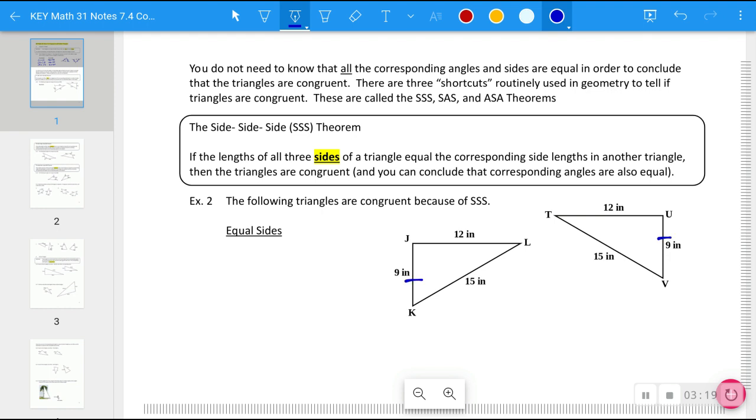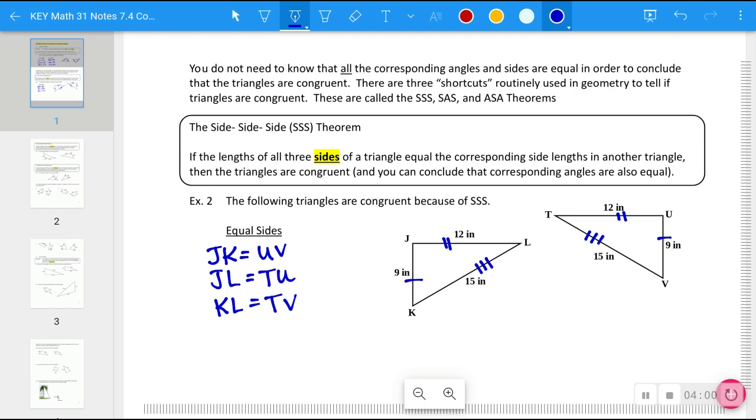So these two 9-inch sides are equal. JK is equal to UV. They're both 9 inches. And I'll go to the medium length side next. There's a 12-inch side there and a 12-inch side there, so those are the same length, JL and TU. And then finally KL is 15 inches, and the other over there, TV, is also 15 inches. So KL equals either TV or VT.